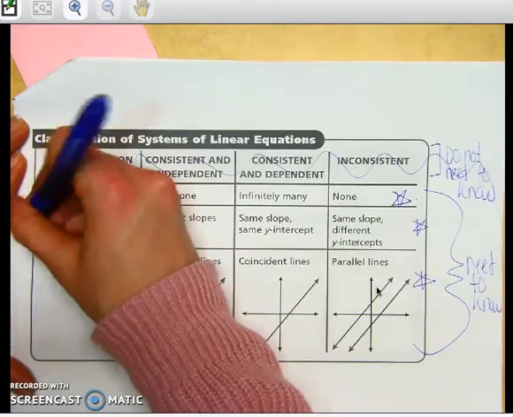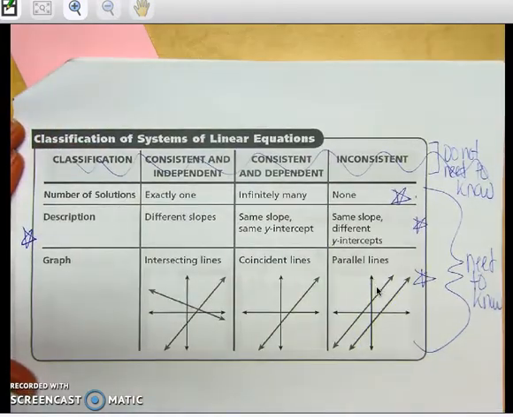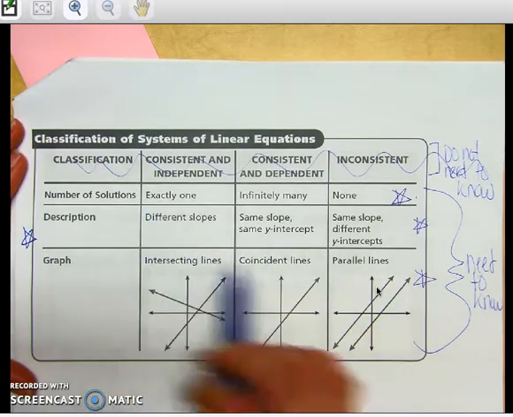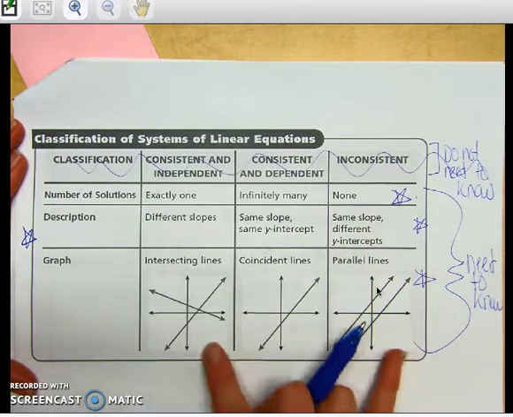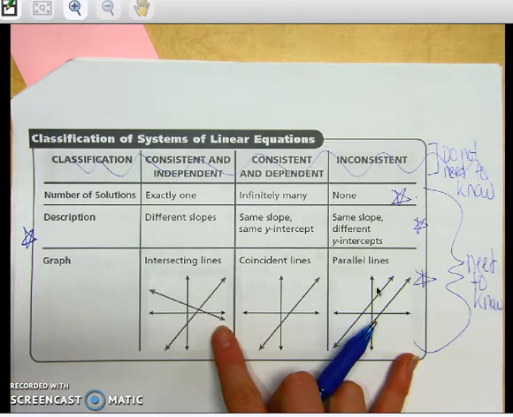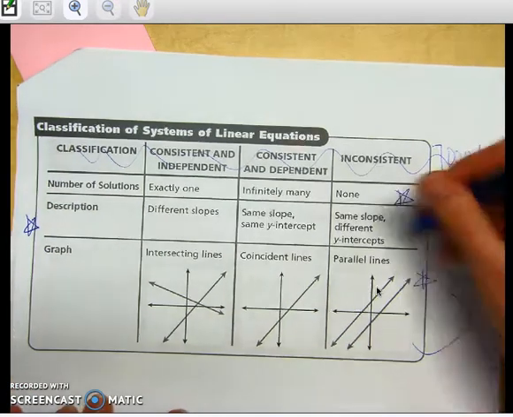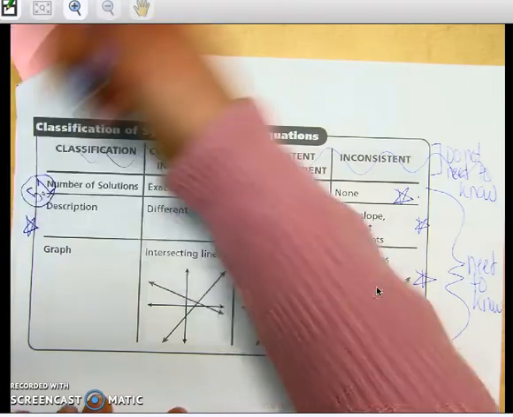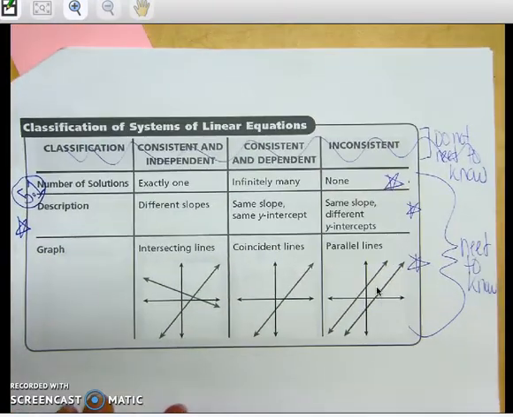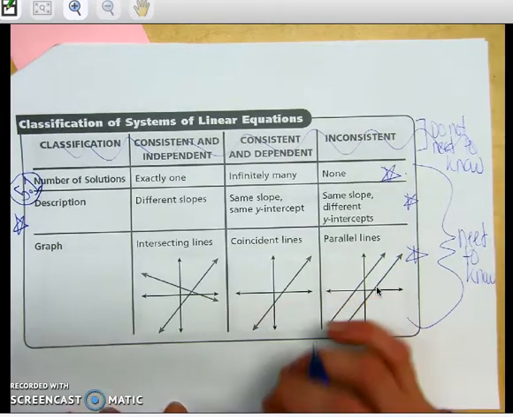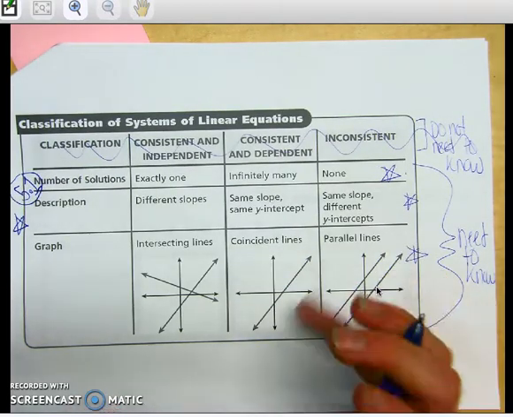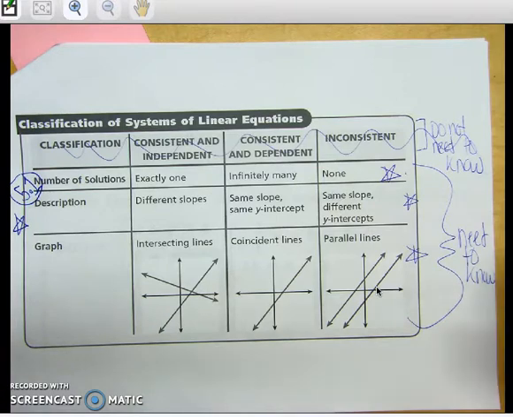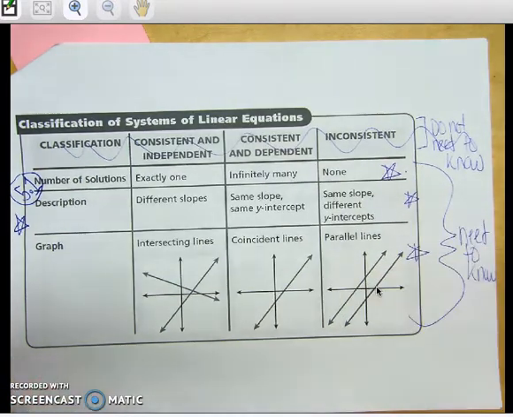What I do need you to worry about is if you can decide how many solutions there would be and then what that looks like on a graph. And we already wrote this down in section 5.1. So if you have this in your 5.1 notes, you don't have to worry about it. If you do not have 5.1 written down, then you can write this in your notes.